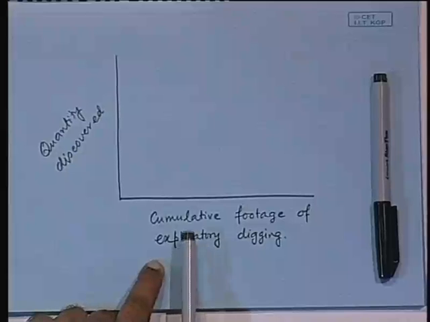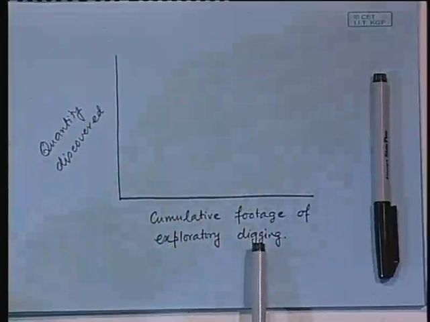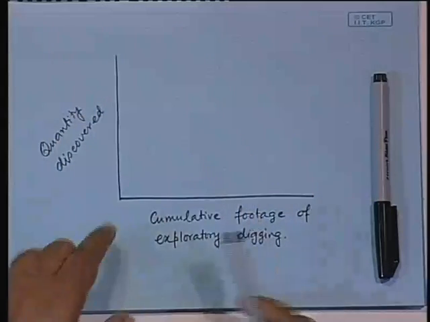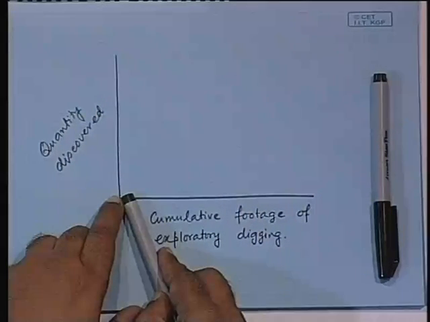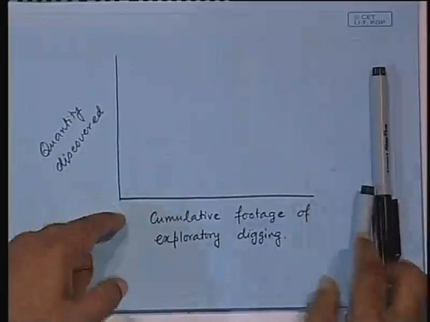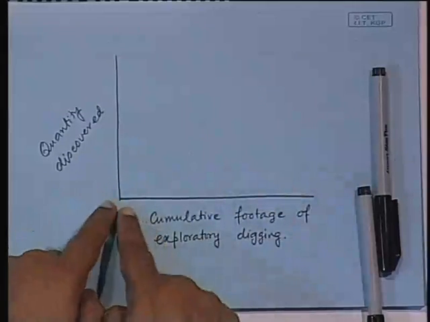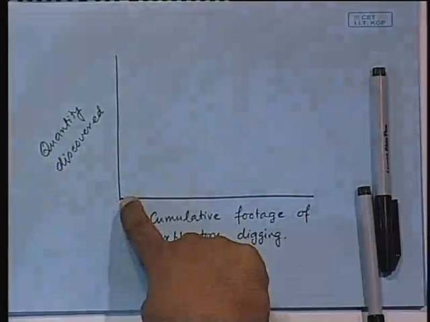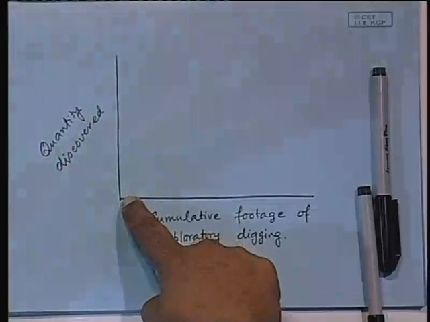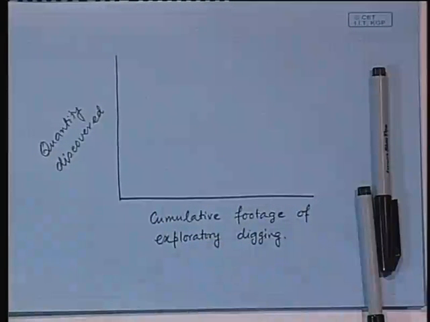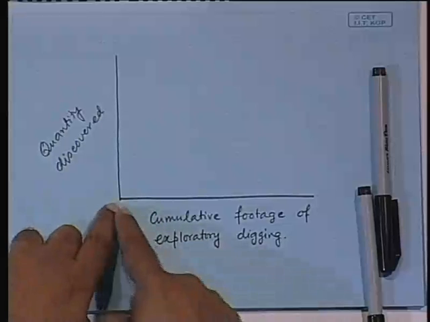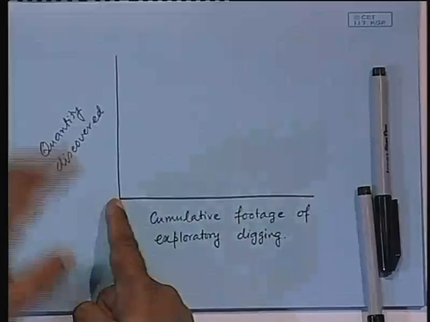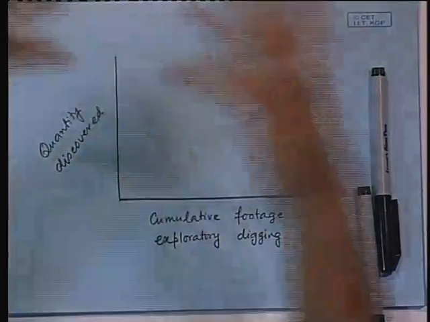Initially, the cumulative footage of exploratory digging is very small. We have not dug much. Only with a spade you have dug something. So it should start from 0. But for a small amount of digging, how much have you discovered? That is large. So it does not really start as a bell curve, because at this point when you have dug a very small amount, you have discovered a lot.